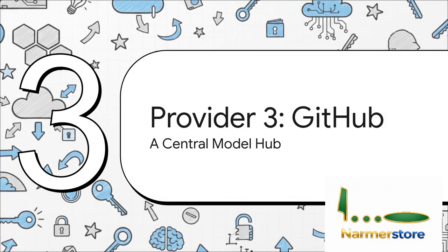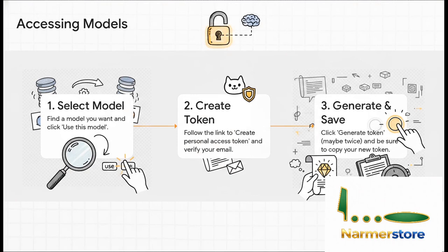Next up, let's talk about a platform you are probably on every single day, GitHub. Turns out it's not just for code anymore. It's become this major hub for accessing models from a huge range of providers all in one convenient spot. Now, the crucial point to understand here is that access is managed through your GitHub personal access tokens. So you find a model, you click to use it, and it just walks you through creating a new token. And here's a little pro tip for you. Sometimes you might have to click Generate Token twice, and you should always copy it immediately.